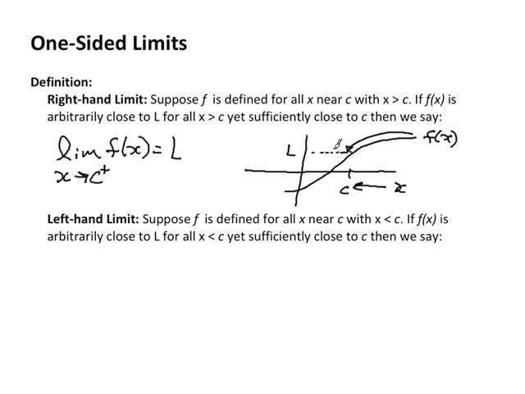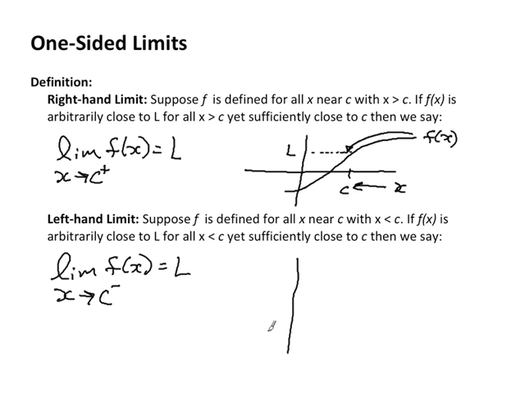Suppose f is defined for all x near c with x less than c. If f of x is arbitrarily close to L for all x less than c, yet sufficiently close to c, then we say the limit as x approaches c. This time I don't want you to get confused, that little spot shouldn't have been there. Okay, so c. And this time I'm going to use a superscript of a negative. That tells me I'm coming from the left, of f of x is equal to L.